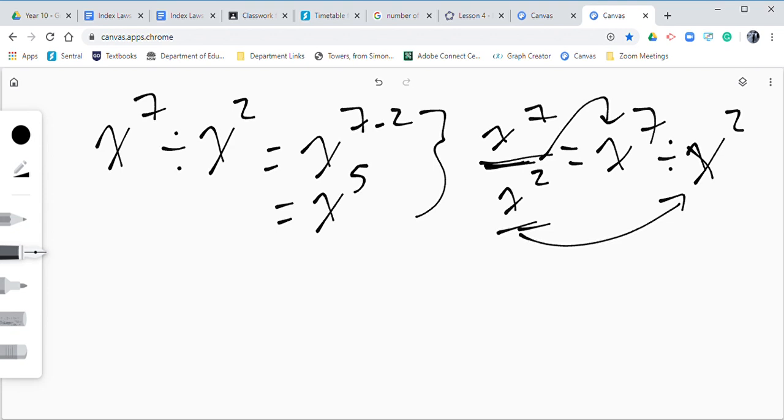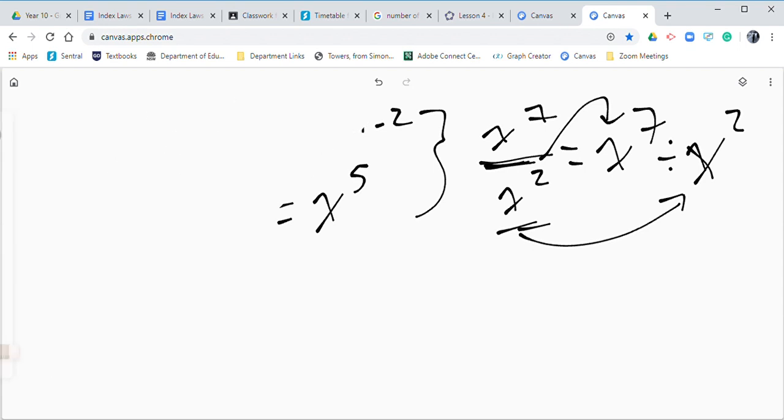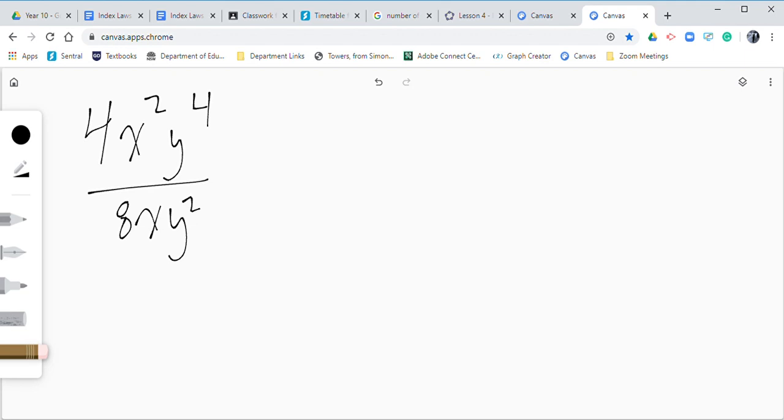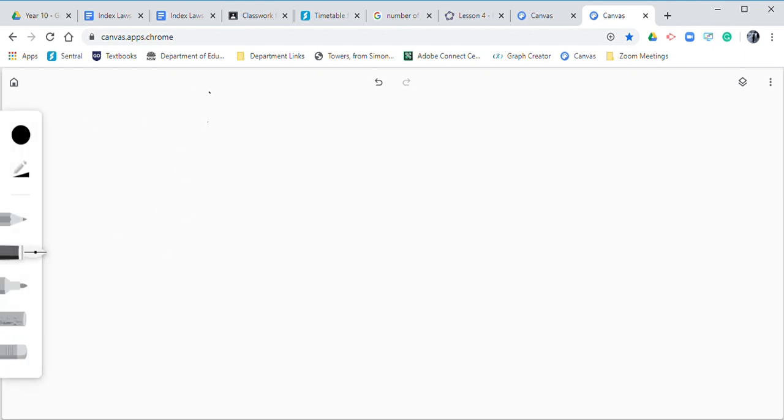So let's try something a little bit trickier. I'm going to erase everything I just did, so I have more room. This one I've got is 4x to the power of 2, y to the power of 4 over 8xy squared. Actually, sorry, that's my third example, and it's really hard. I'm going to step back and go with my second example, which is 12m to the power of 8 divided by 6m to the power of 3. Yeah, that one's a little bit easier.